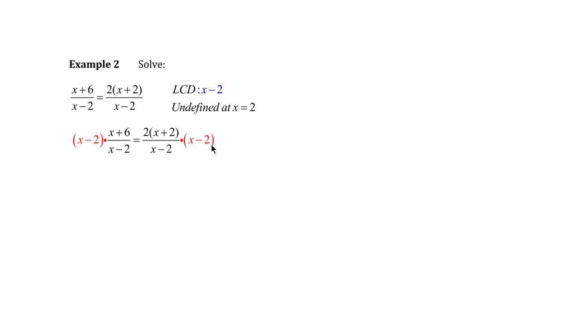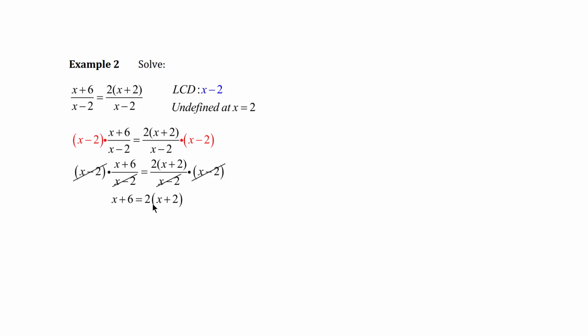Next, we simplify. On the left-hand side, we could cancel out the x minus 2's. We're left with x plus 6. On the right-hand side, we cancel out the x minus 2's. We're left with 2 times the parentheses (x plus 2). So the result is x plus 6 equals 2 times the parentheses (x plus 2).